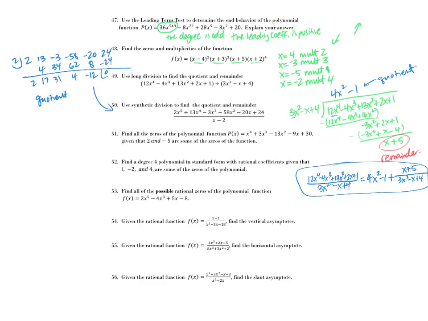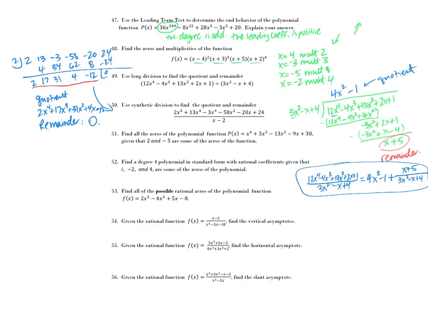is going to be given by these coefficients. So the quotient is going to be, let's see, the negative 12 is a constant, the 4 is times x, 31 times x squared, 17 times x cubed, and 2 times x to the fourth. So we'll have 2x to the fourth plus 17x cubed plus 31x squared plus 4x minus 12. And the remainder is 0.